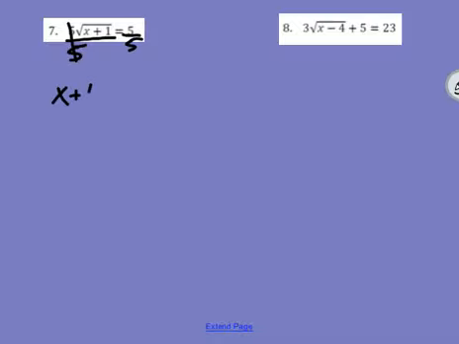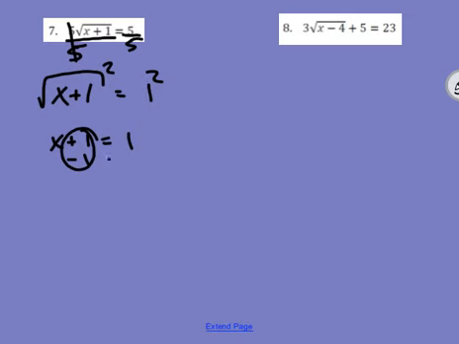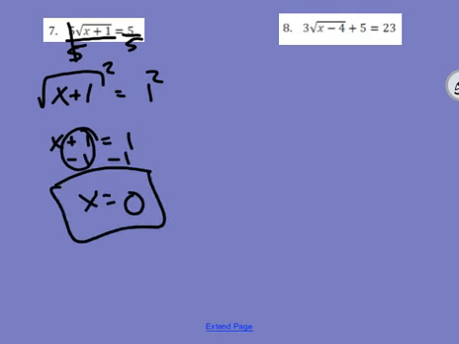So then I have x plus 1 square root equals 1. Square, I have x plus 1 equal to 1. Subtract 1, x equals 0. I like it. Easy peasy. Looking over at this one, minus 5.